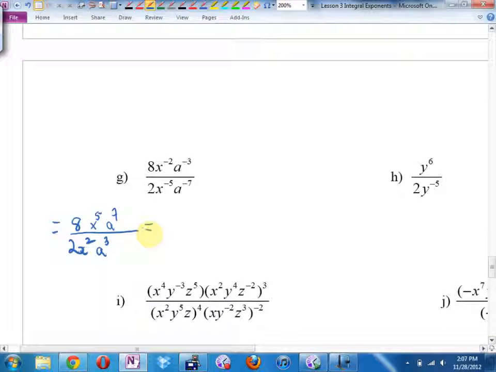Numbers, 8 over 2. Hey, what if it was 2 over 8? Where would the 4 be? On the bottom. Okay, so I can deal with it. It's a fraction, not that big a deal. 4 on the top. How many x's on top, grand total? 5. How many x's on the bottom, grand total? 2. I heard the final answer.